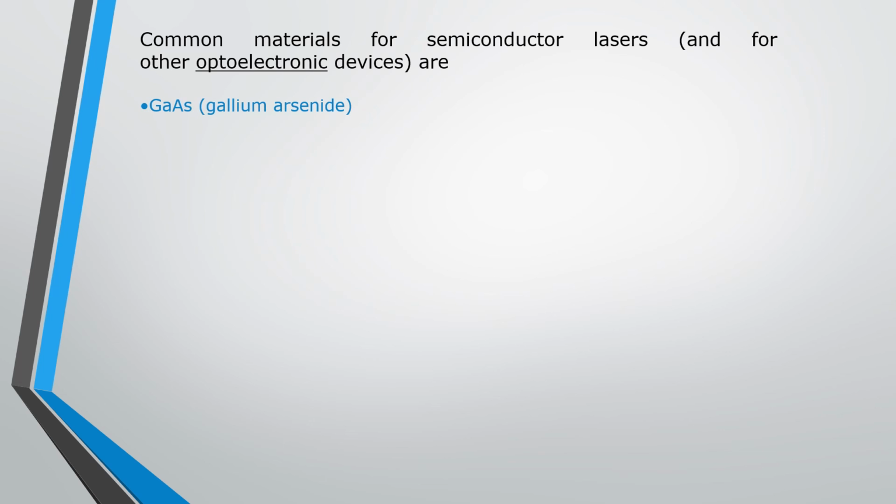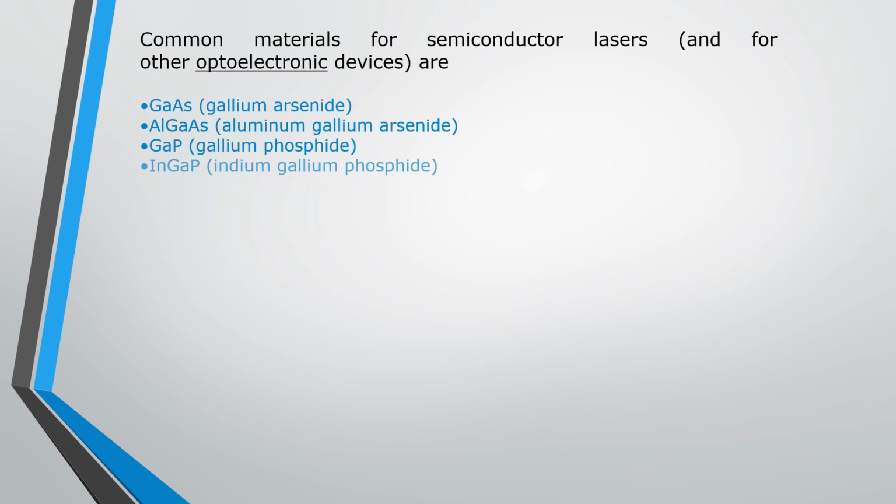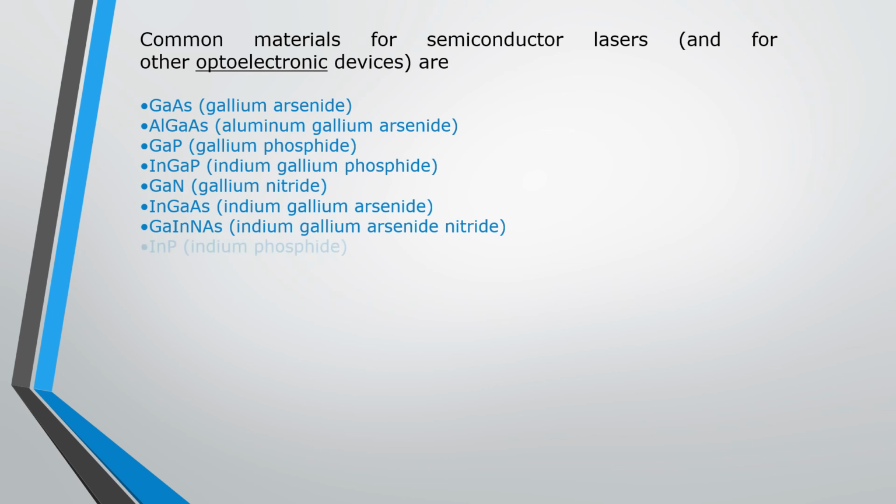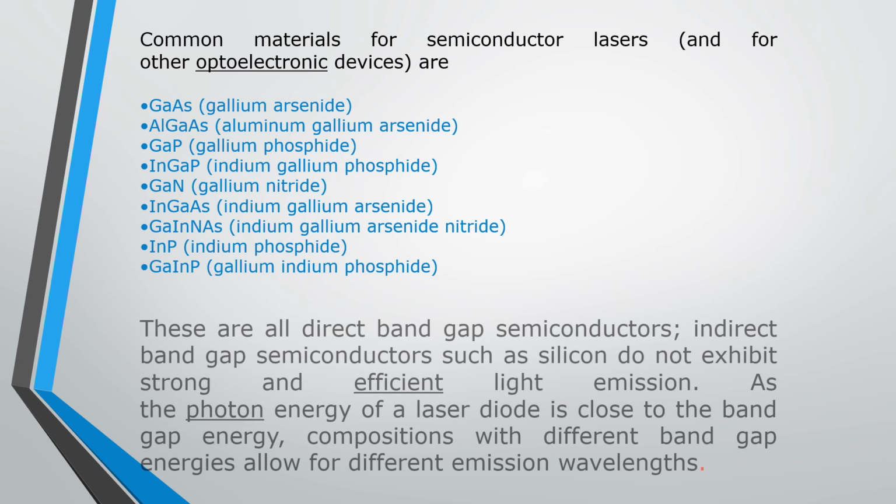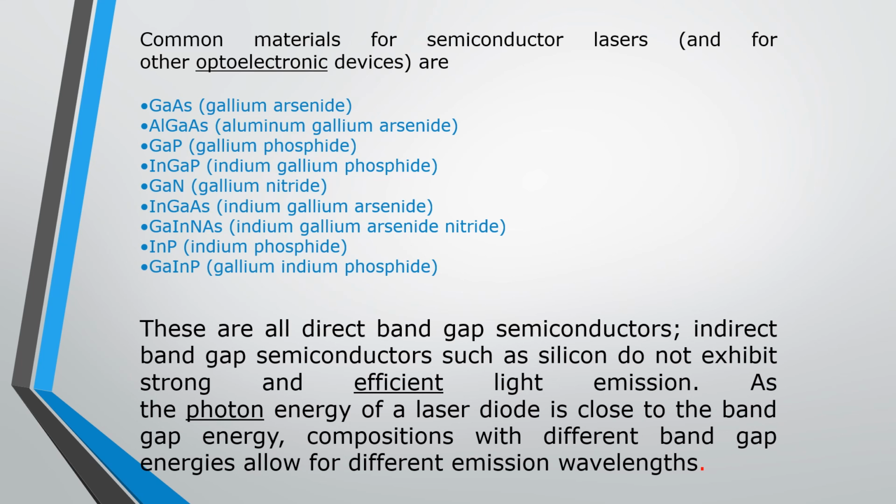In semiconductor lasers, we can see examples of the compound semiconductors we are using here: gallium arsenide, aluminum gallium arsenide, gallium phosphide, indium gallium phosphide, and gallium nitride. These are examples of semiconductor lasers in a compound form to amplify the light, that is, laser action.